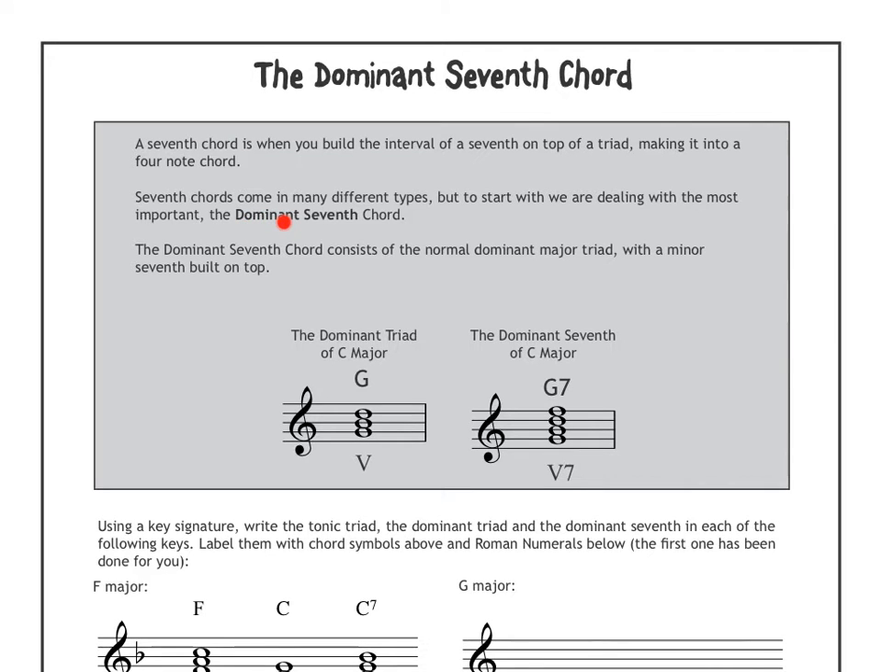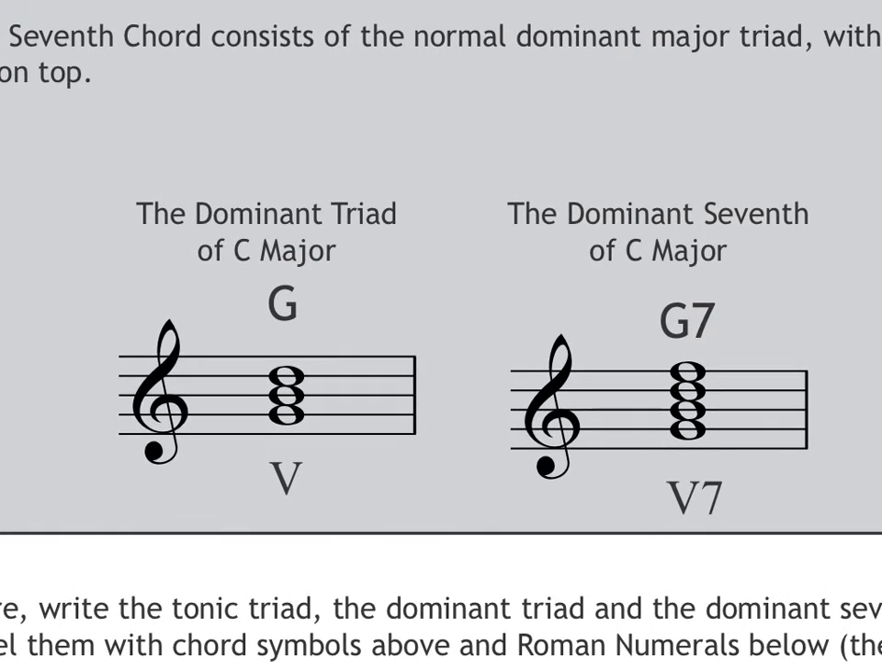Dominant means built on the fifth note of the scale, and a seventh chord means we have the triad plus this fourth note. The dominant seventh chord consists of the normal dominant major triad, your basic five chord, with the interval of a minor seventh built on top. With this example, you can see clearly that we have our five chord. We're in the key of C major, so we're using an easy example. Our five chord is a triad built on the note G: G, B, D, or scale degrees 5, 7, and 2. That's your basic five chord.